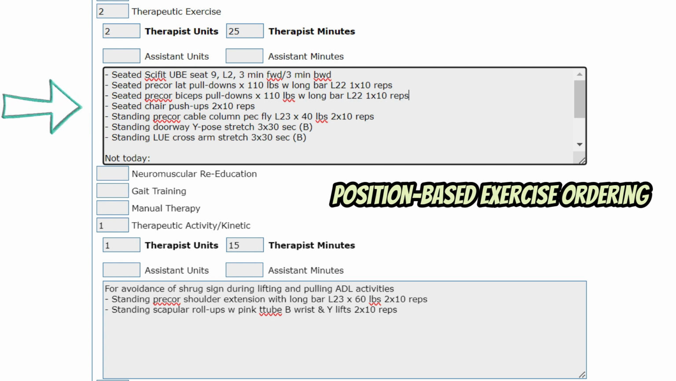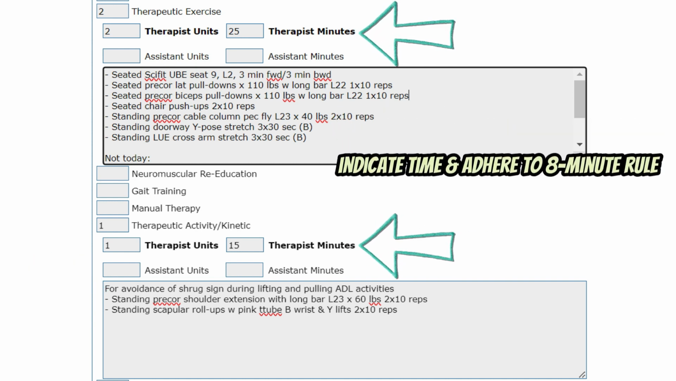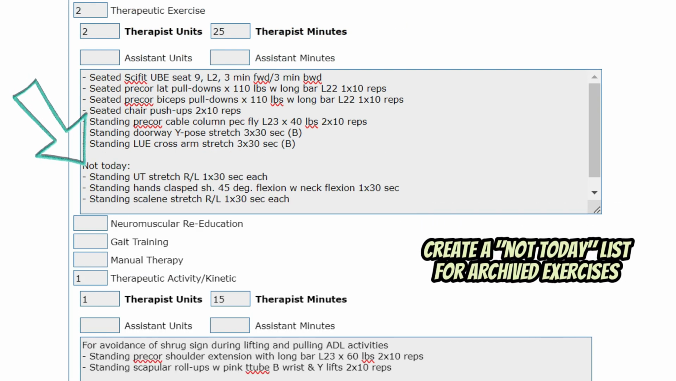Because some exercises can go under therapeutic exercises, therapeutic activities, or neuromuscular reeducation, writing a rationale above your list of exercises under the therapeutic activities and neuromuscular reeducation can fortify your justification. Do not forget to write the time above each CPT code, adhering to the 8-minute rule, and total it. Finally, exercises that need to be archived can be handled by creating a not today list. This will allow other therapists to avoid providing the same exercises repeatedly.